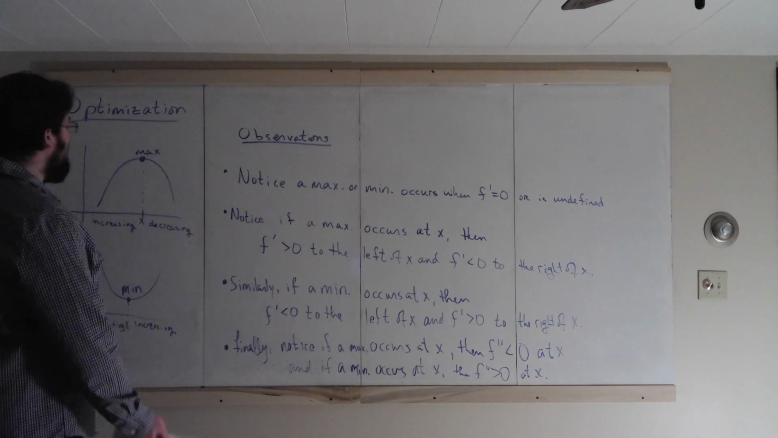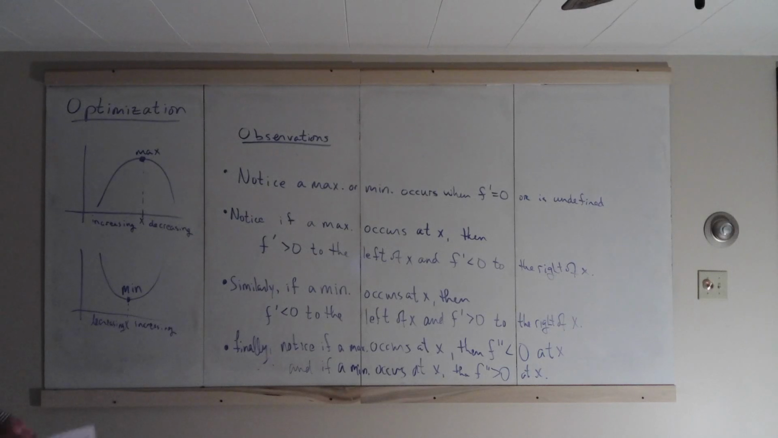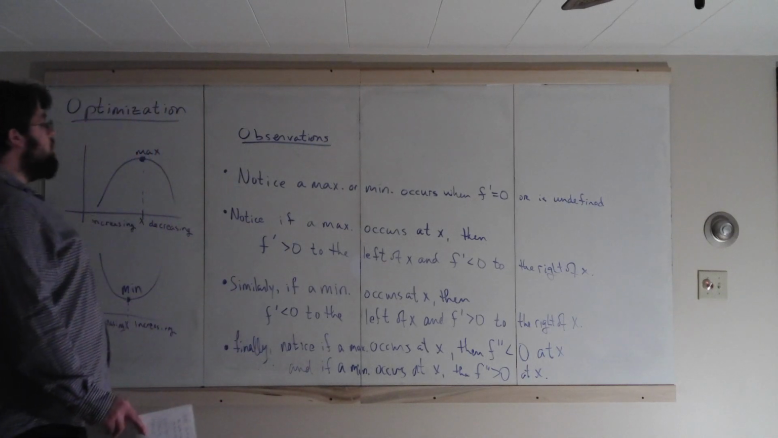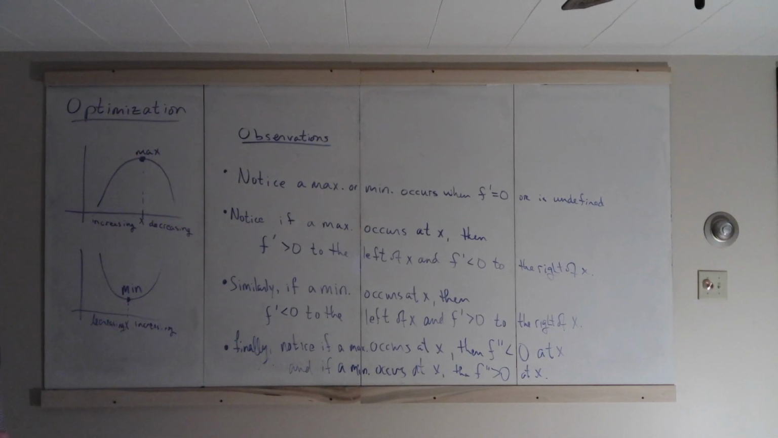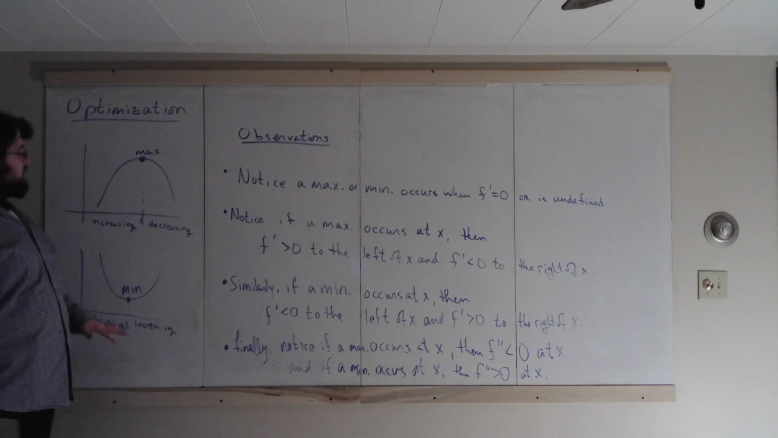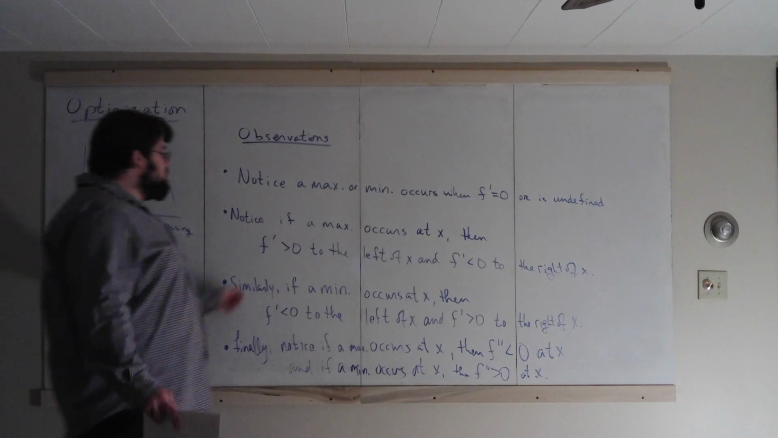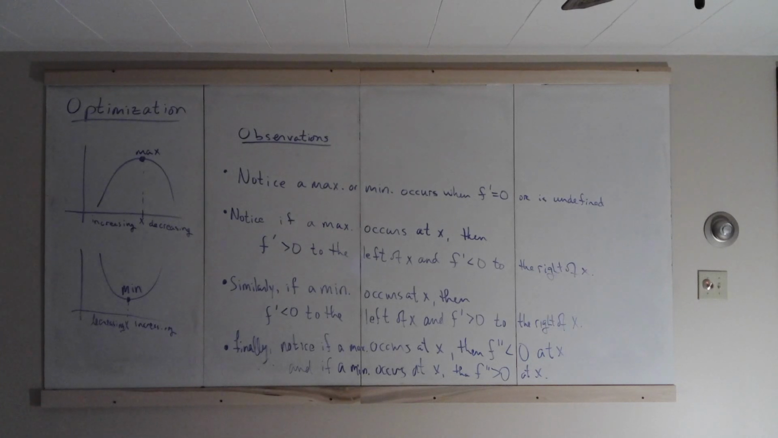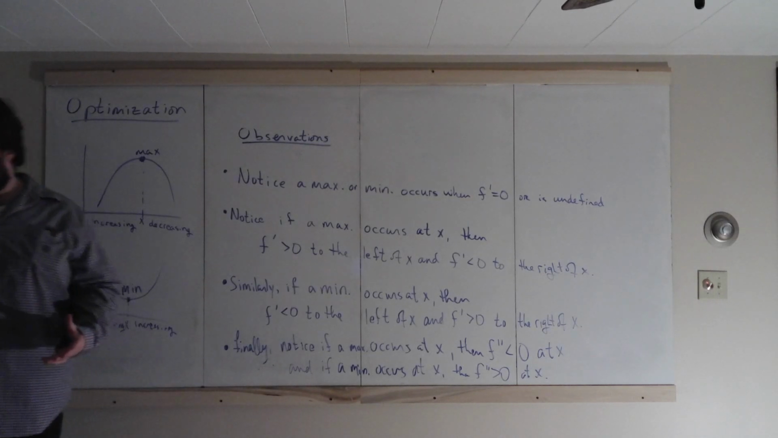So let's make a couple observations about these. First, we'll notice, as we've noticed before, a maximum or a minimum will occur when f prime is 0 or when f prime is undefined. Next, if a maximum occurs at x, then it's increasing on the left and decreasing on the right, but with derivatives, f prime is positive on the left of x and f prime is negative on the right of x. And similarly, for a minimum, f prime is negative to the left and f prime is positive to the right of x.